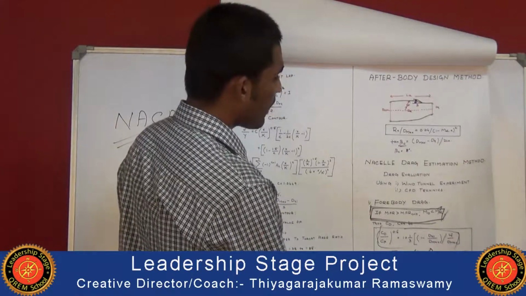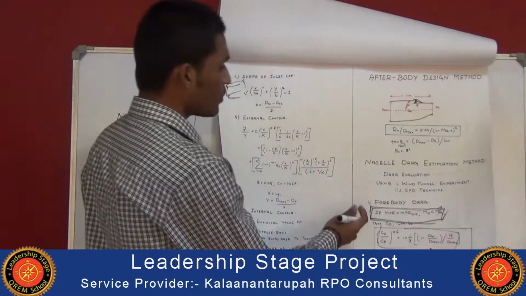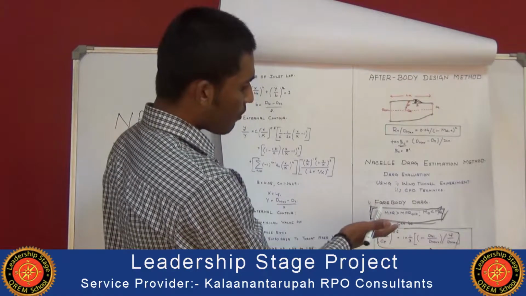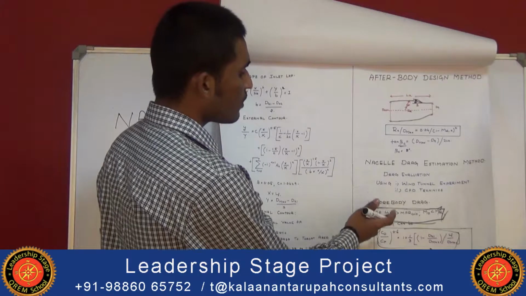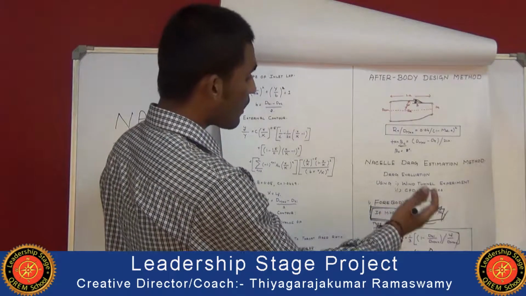By using these three drags, the nacelle drag estimation should be calculated. First we are going to see about the forebody drag method. In the forebody drag method, the assumption is that the mass flow rate is less than the critical mass flow rate, as well as the Mach number is greater than the drag rise Mach number.